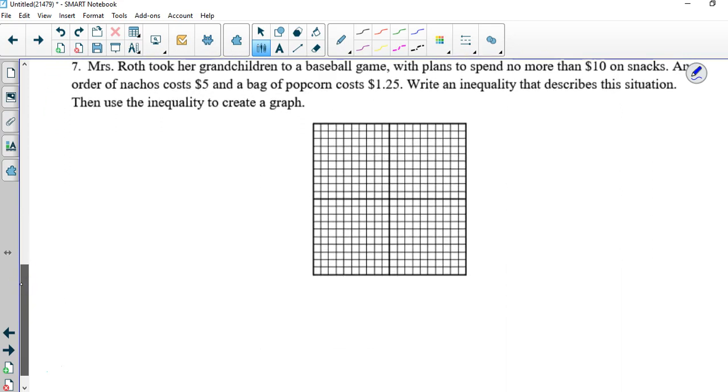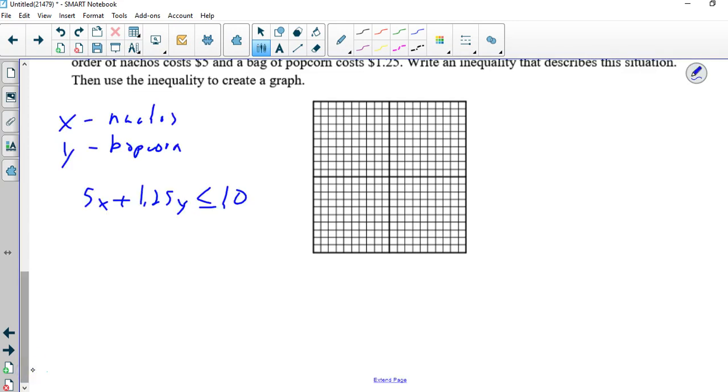Okay, Ms. Roth took her grandchildren to a baseball game and wants to spend no more than $10 on snacks. An order of nachos costs $5 and a bag of popcorn costs $1.25. Write an inequality that describes the situation, then use the inequality to graph. So we define our variables. X is going to be nachos, Y is popcorn. Doesn't matter, it could be switched around. But then I have to put the money with the variable. So nachos is X, so that's 5X, and 1.25Y for the popcorn.